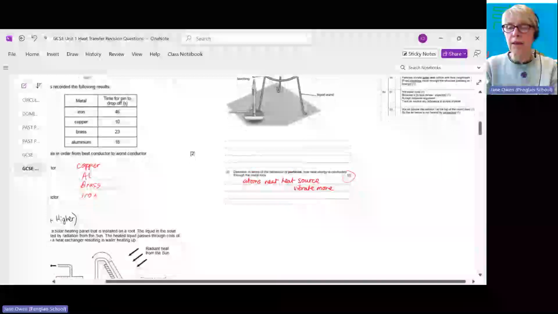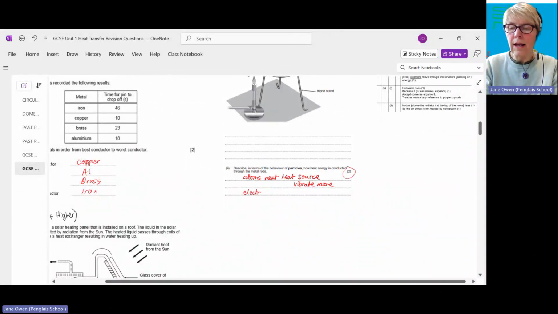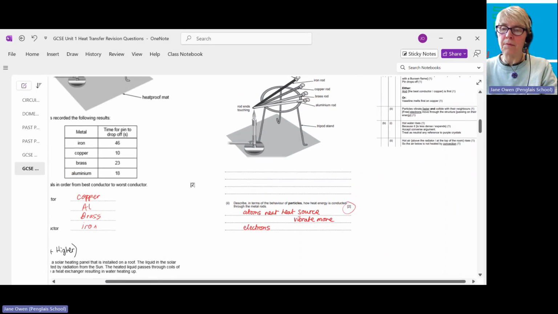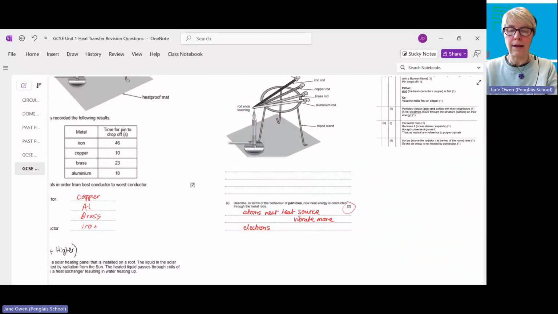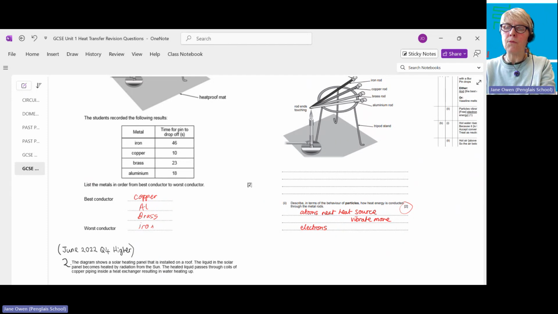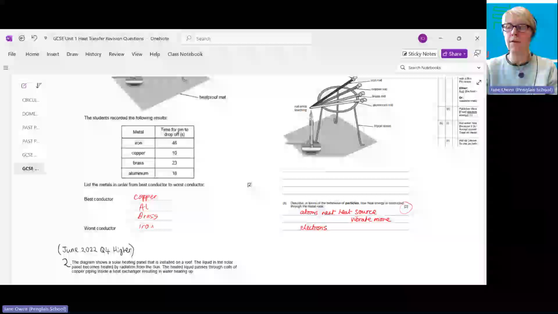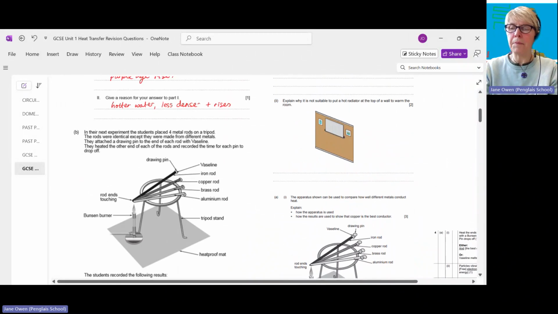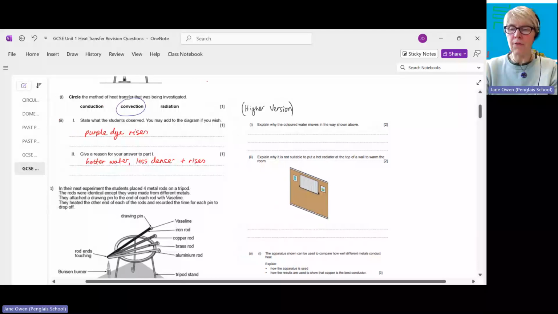Also, though, you have the electrons. They gain energy and move much faster. They've got more kinetic energy. They collide into the atoms and create heat energy that way, making the atoms vibrate by colliding into them. So you can see how the higher question is much more involved and deeper in terms of what you've got to explain, the method, and what's happening to the particles in a little bit more detail. Let's go back to the higher version.